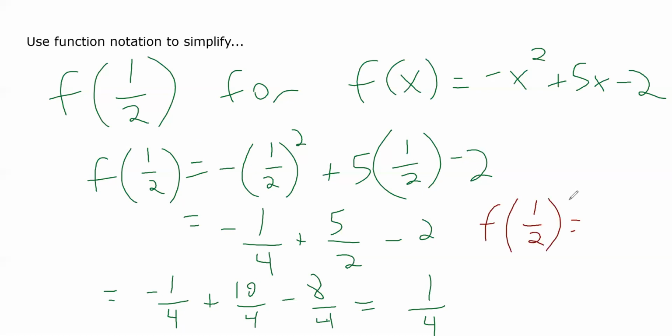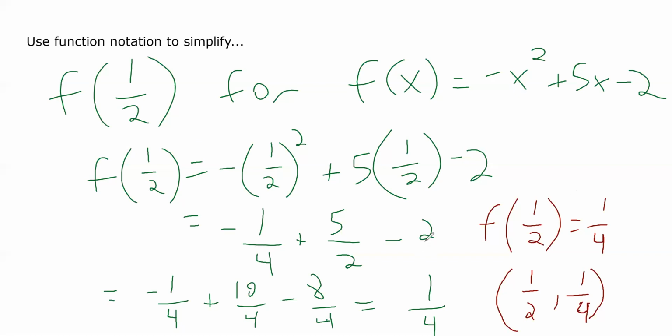So that means the function evaluated at an x value of 1/2 spits out a y value of 1/4. And furthermore, that means that the coordinate (1/2, 1/4) would be on the graph of this function. And yeah, it's a fraction, but that's okay.